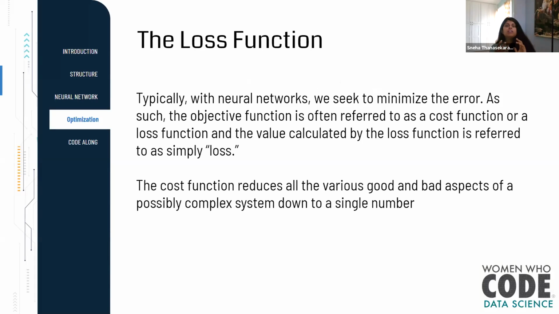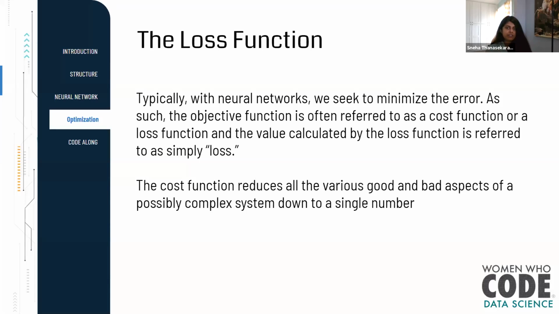And then to seek to minimize the error, we need to calculate the loss. And this is called a loss function or cost function. And the value calculated by the loss function is referred to as loss. So the cost function reduces all the various good and bad aspects of a possibly complex system down to a single number, a scalar value, which allows candidate solutions to be ranked and compared.